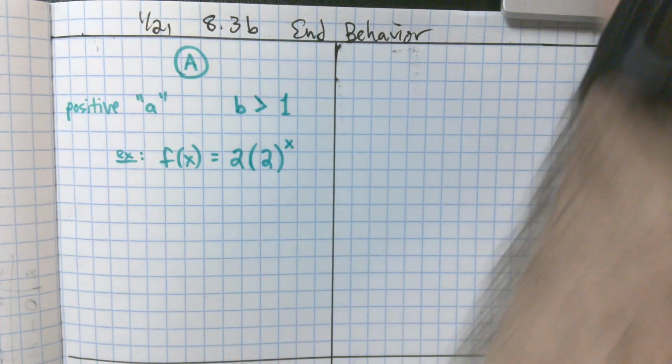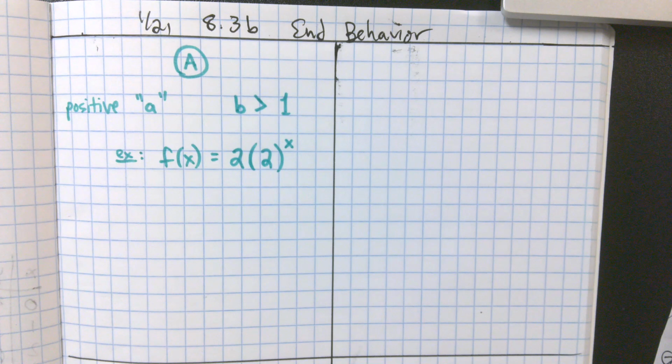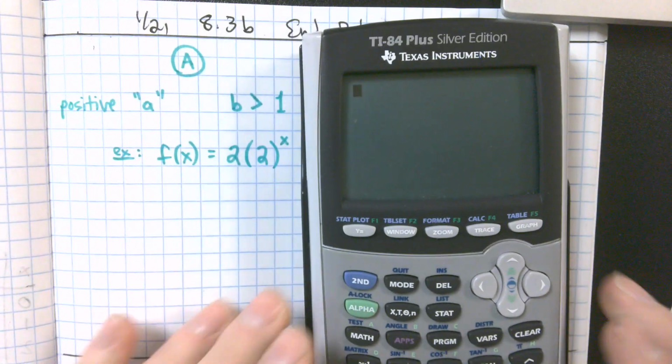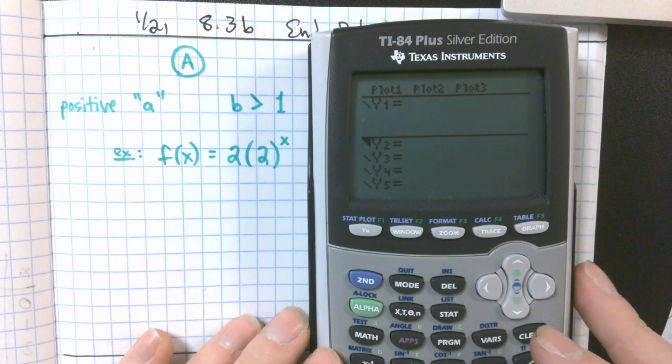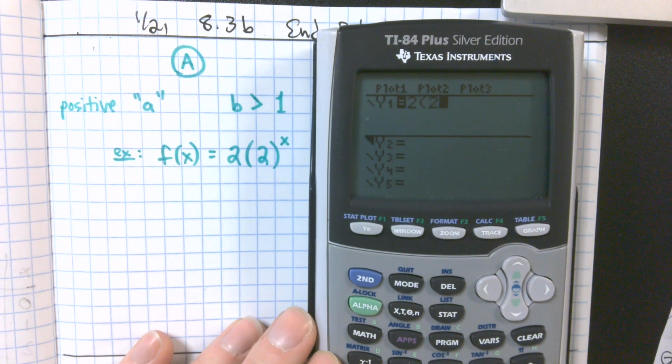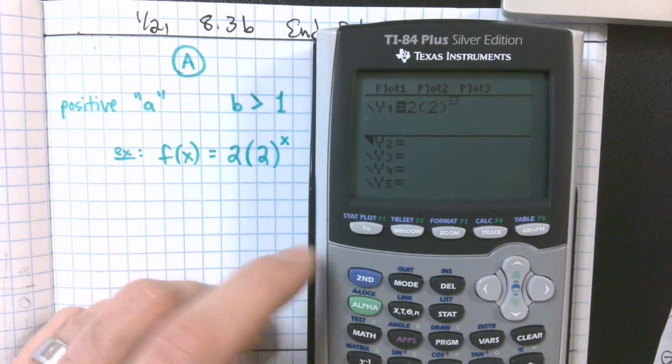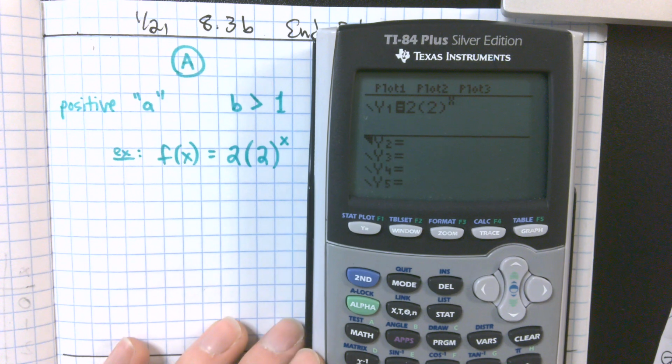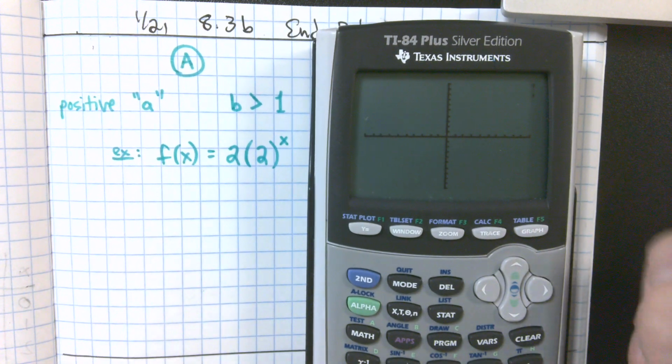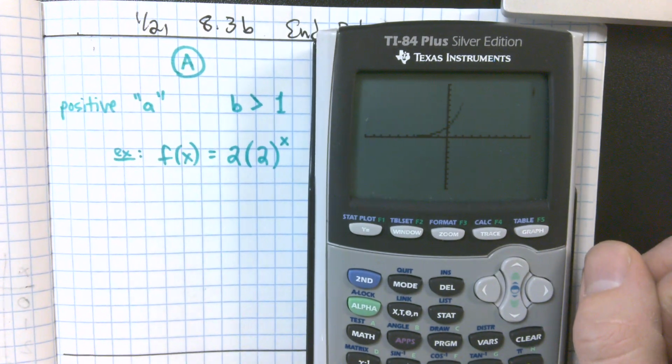Let's see what that looks like. I'm going to go back to my little, well, might as well do it on this, so we can see it on the same screen. Okay? Let's say I've got f of x is equal to 2 times 2 to the power of x. Okay, what's that look like? Well, it looks like that.